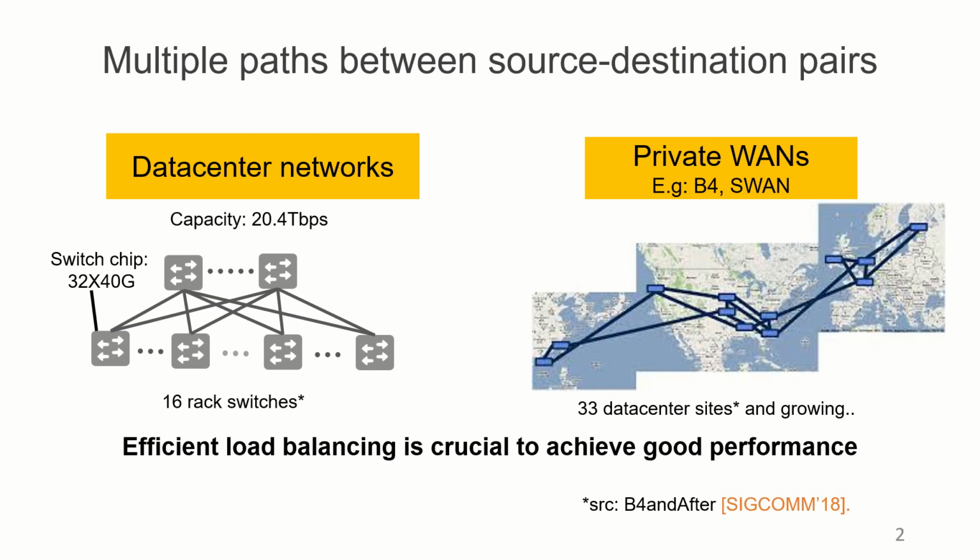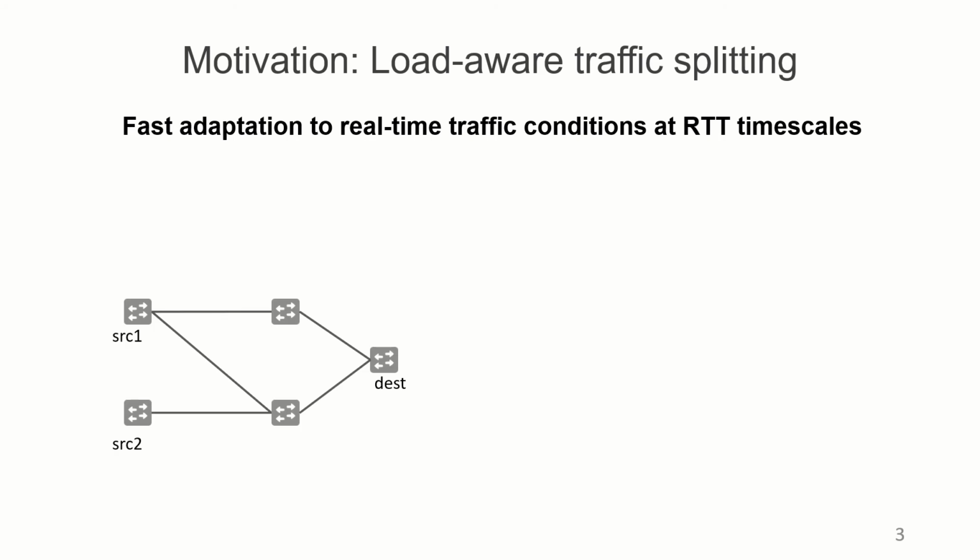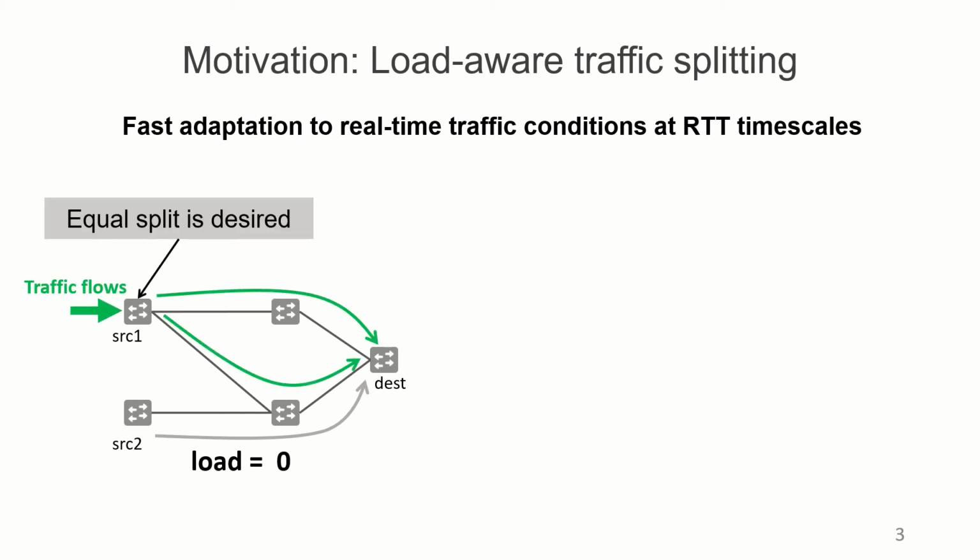To achieve good performance, we need an efficient load balancing strategy. In particular, traffic splitting should quickly adapt to traffic conditions such as link failures or bursty workloads. Take this network topology for example. When there is no traffic from source 2 to destination, we must split traffic from source 1 to destination equally between the two paths, so that we can efficiently use the available bandwidth.